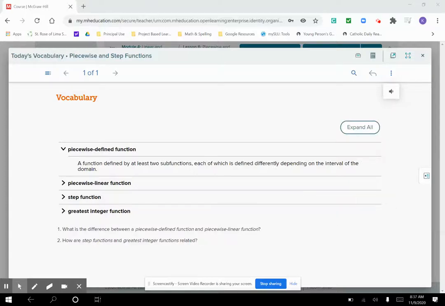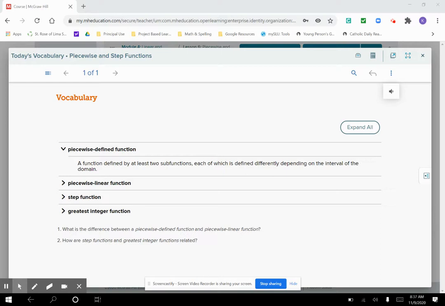Hello, Algebra students. We are going to continue Module 4, and today we're going to talk about piecewise and step functions. So in your vocabulary sheet, you should have in the center the native language column again, and this is where you're going to put your picture definition to help you understand what this all means.